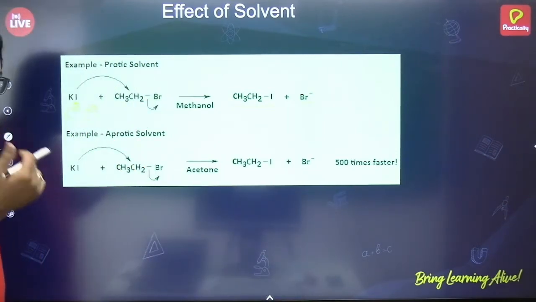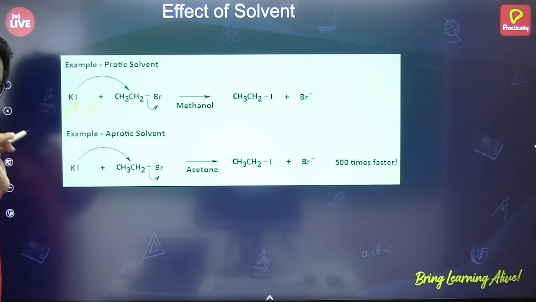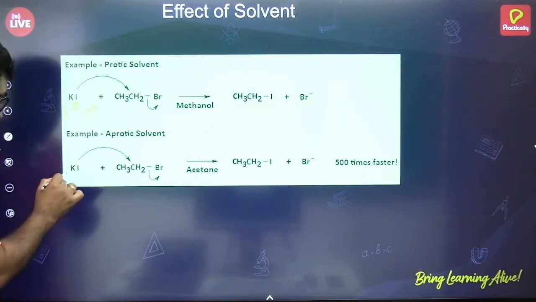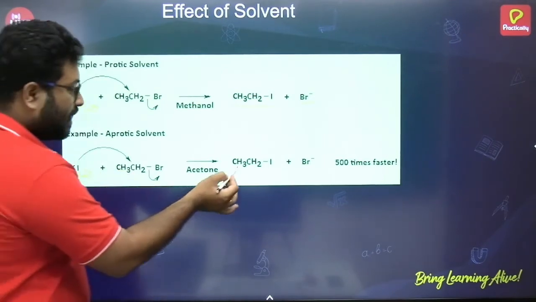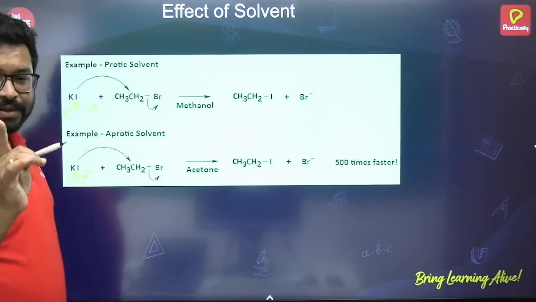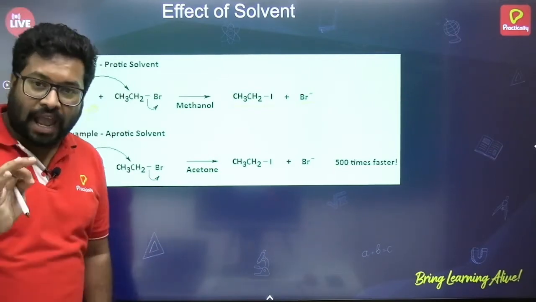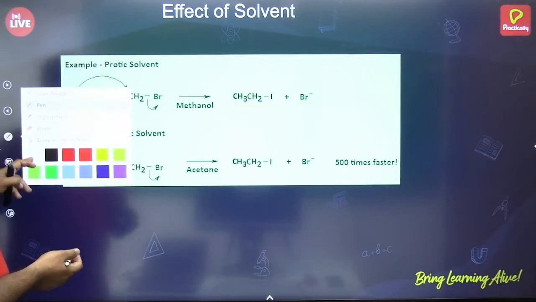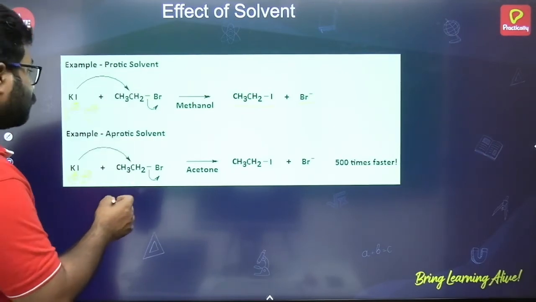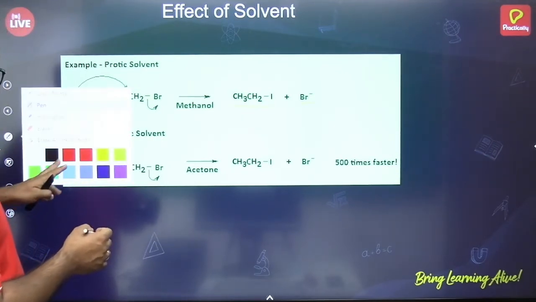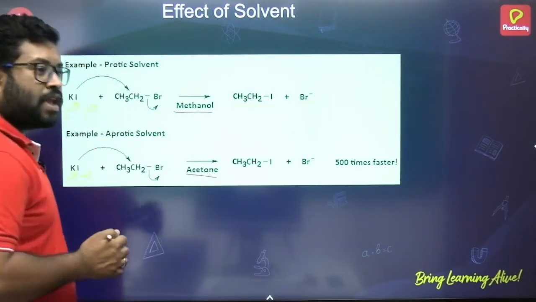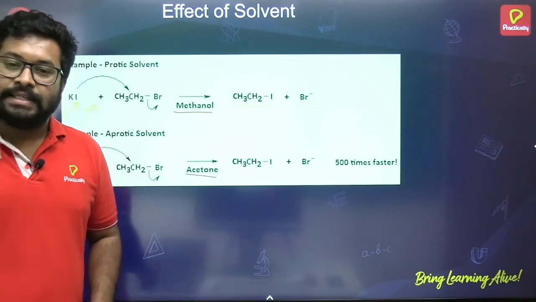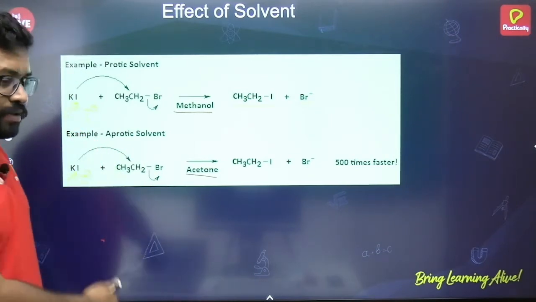Now here also you are having K plus and iodine minus. It attacks, bromine departs. But the main difference that you have here is of solvent. Look at this. It's methanol, it's acetone. So you have changed the solvent. Since you have changed the solvent, look at the rate of the reaction.